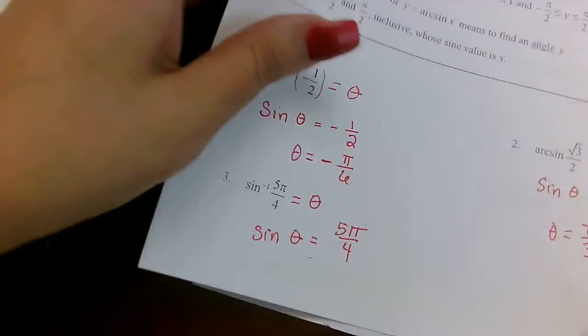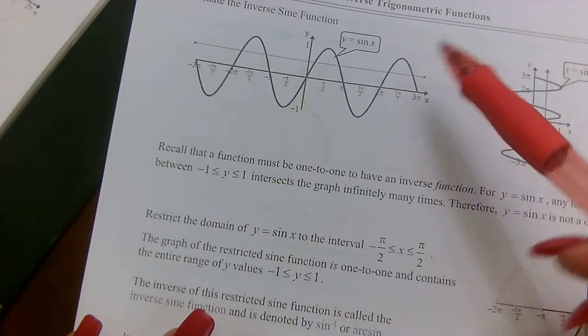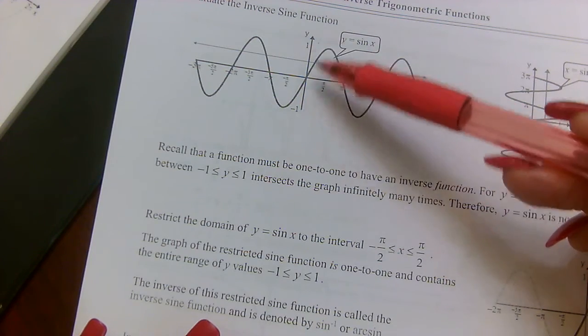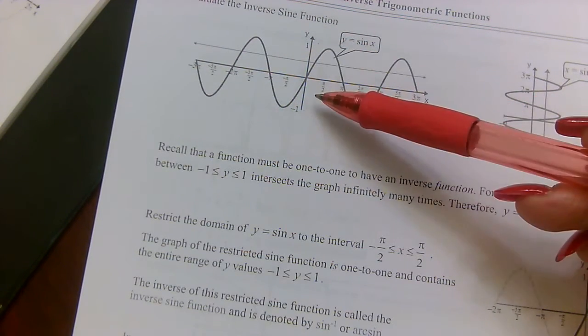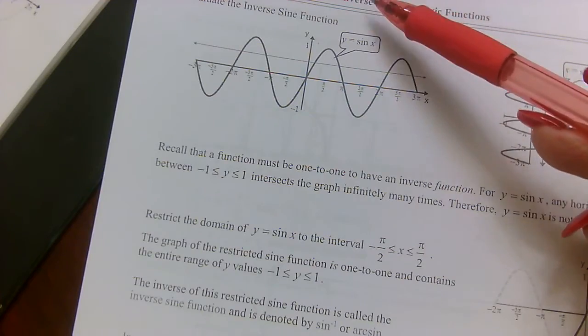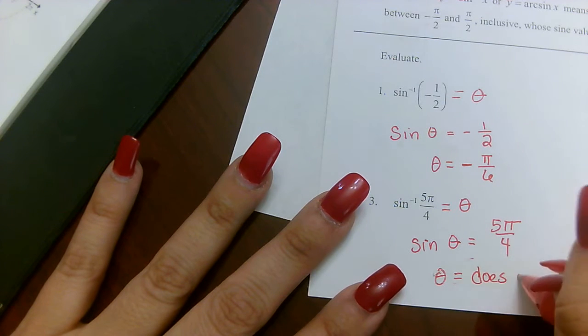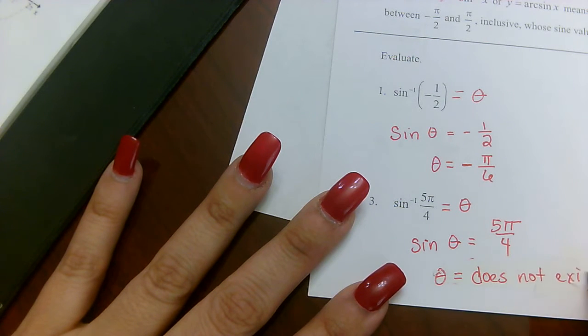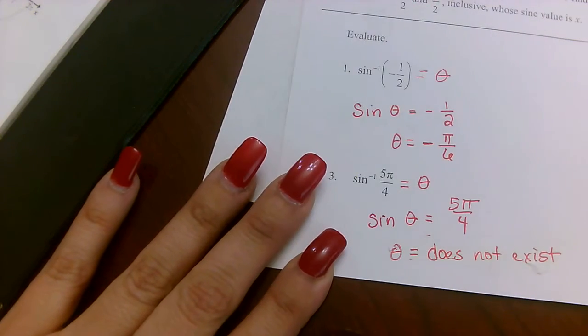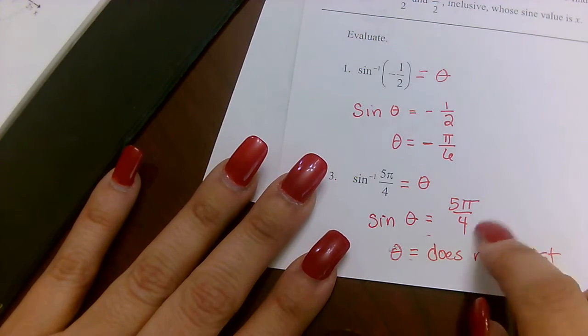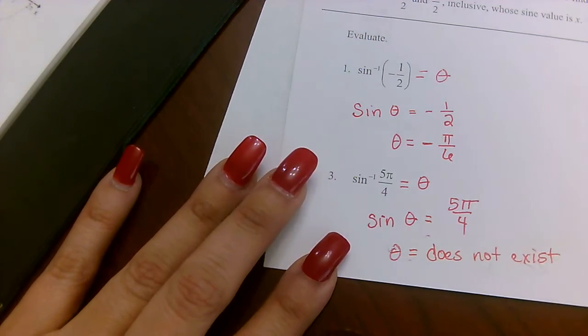So when I go to my graph, I can see my y values must be between -1 and +1. That means that the 4 is above the sine graph, which means that theta does not exist. There is no theta that's possible to give us this ratio. All right, next page.